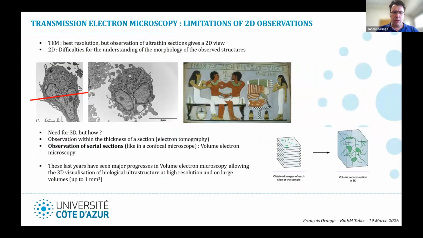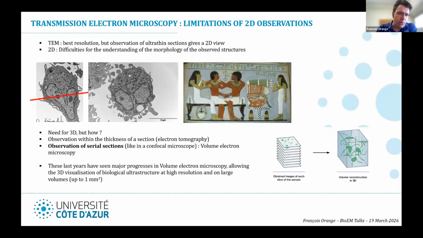So the next slide will be pretty much basic, but there are possibly some people among you who may not be familiar with all the 3D techniques, why and how we are doing this. So there will be some basic stuff, some stuff that's been already said in the previous presentation. But the basic of this is that with the TEM, we have the best resolution, but we're doing observation in 2 dimensions, and it can create difficulties for the understanding of the morphology of the observed structure.